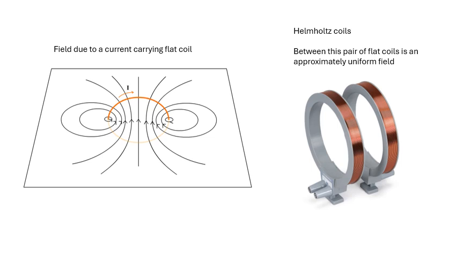This is the field due to a current carrying flat coil, a flat circular coil. And again, looking in the middle, the field is looking uniformish in the middle. Very often in particle physics, we use these things called Helmholtz coils, which is a pair of coils which goes around one of these vacuum tubes. But the idea is that in between the coils, there is an approximately uniform field.